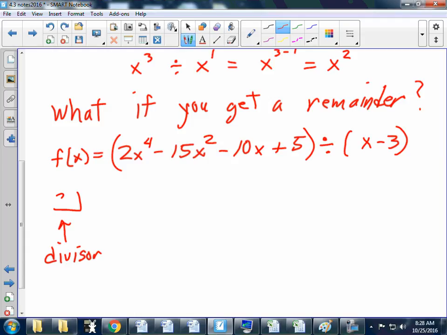3. Because the root is 3. I'm going to say it's the divisor and root. Not negative 3. And be careful with that. And then Anne is right. We're going to lay out our quartic term, 2. And it is 0x cubed. And our quadratic term, negative 15. And our linear term, negative 10. And our constant term, 5.